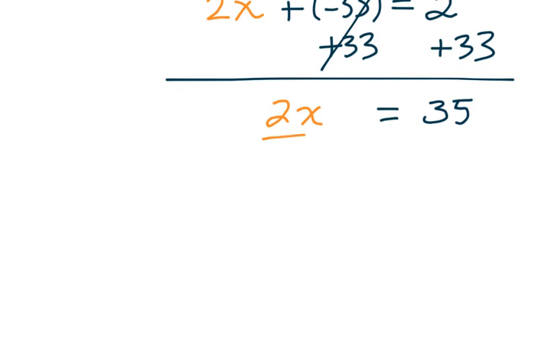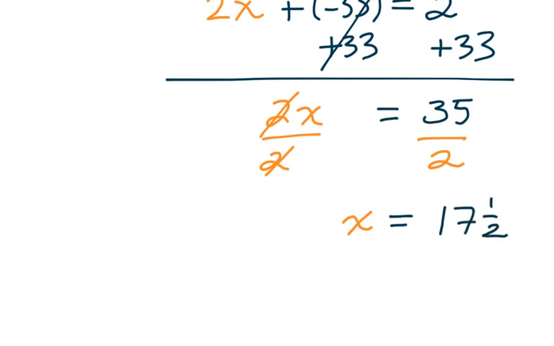To figure out what x is equal to, I'll divide both sides by the coefficient of x, which is 2. When I do that, I'm left with positive 1 as the coefficient of x, which is what I'm looking for, and 35 divided by 2. So that gives me the value 17 and a half.